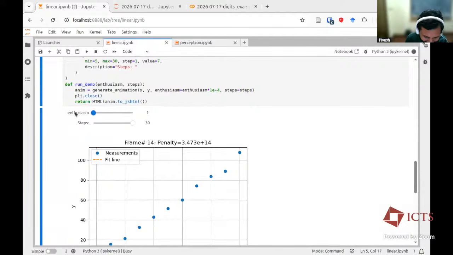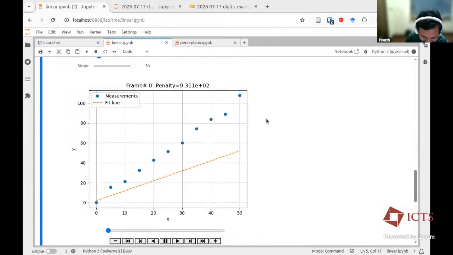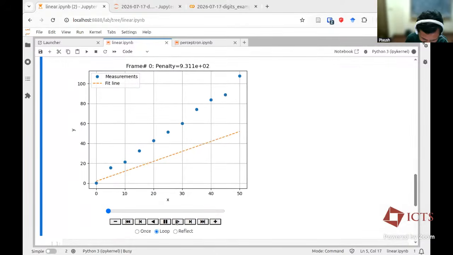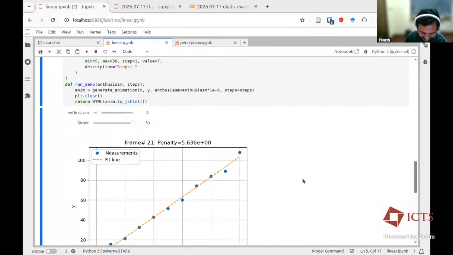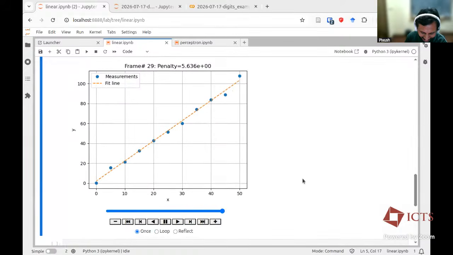So, okay, now we are chasing. So we maybe move to, say, something like enthusiasm 8. Oops. Yeah, let's try again. Oh, this seems to have worked perfectly. Like it got to some place and then it got stuck there. And you see that this penalty got stuck at some 5.63 and refused to budge from there. Okay.